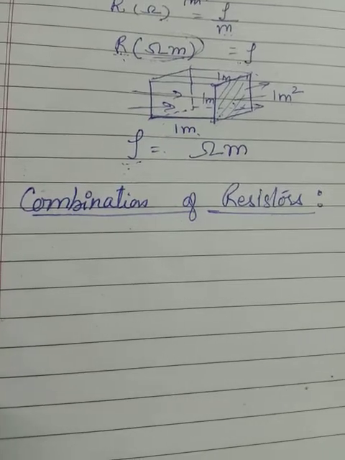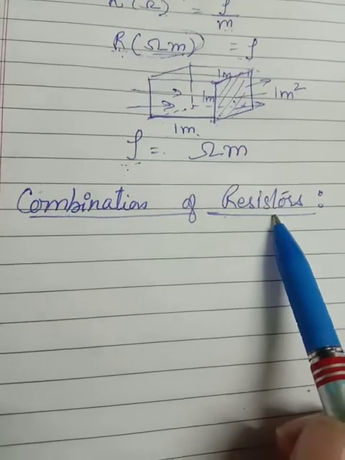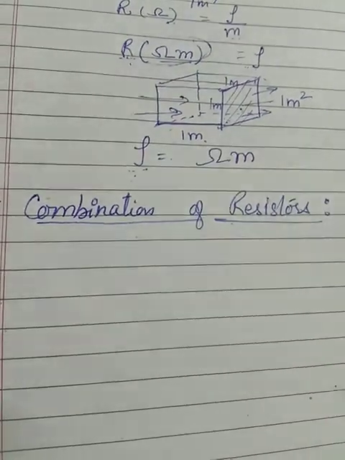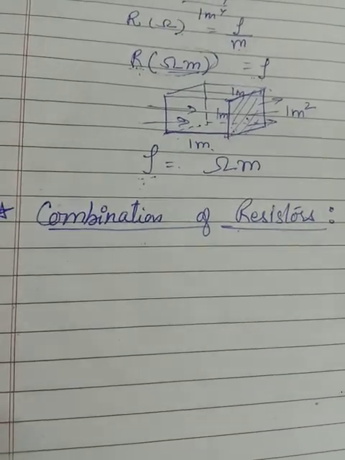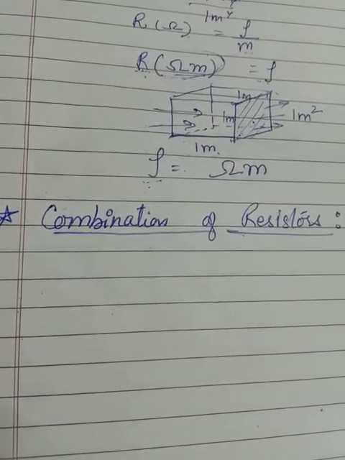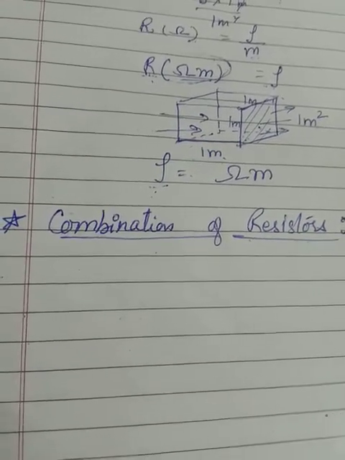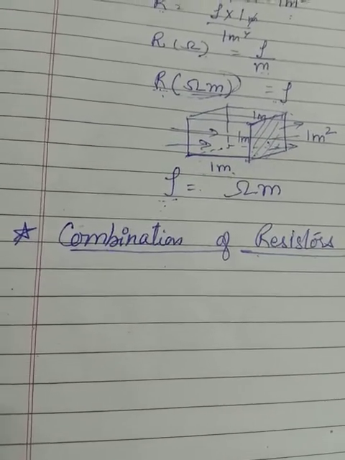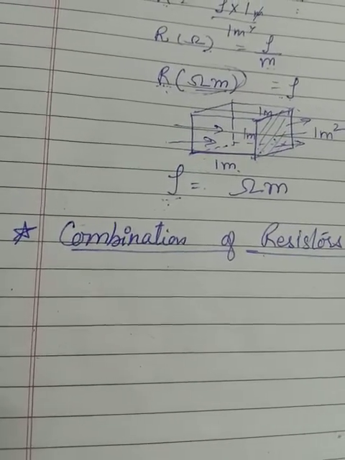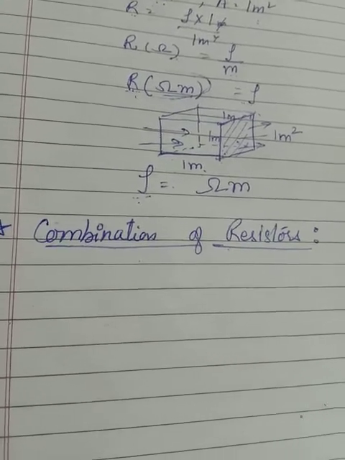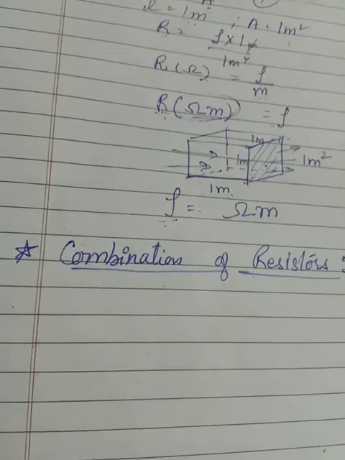The next topic is combination of resistors. Now what is a resistor? Anything that offers a resistance is a resistor. Whatever devices we apply in our domestic circuit, they are considered as resistors. Like a fan is a resistor. Your refrigerator is a resistor. Your geyser is a resistor. Your lights are resistors. So anything that offers resistance is considered to be a resistor. Any device that gives you resistance.